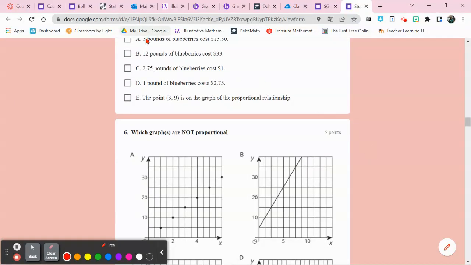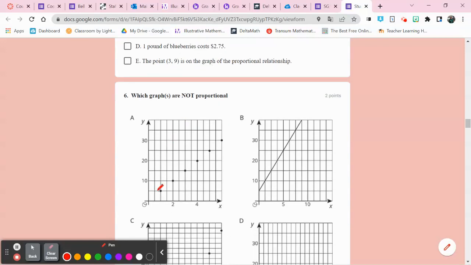Question 6, which graphs are not proportional? So we're looking for the graphs that are not proportional. Remember, to be a proportional graph, it's got to be a straight line, and it's got to go through (0, 0), or if you made it long enough, it would go through (0, 0). So I look at A. Well, that is a straight line. And if I made it longer, it would go through (0, 0).